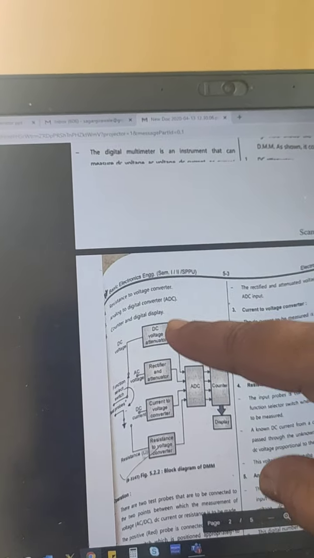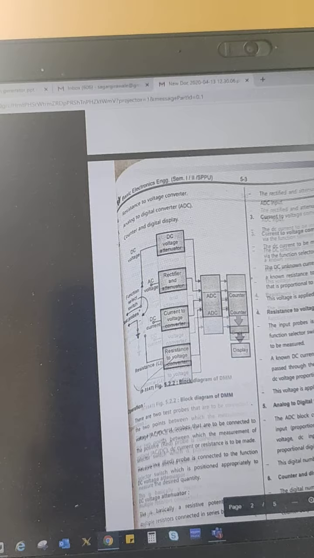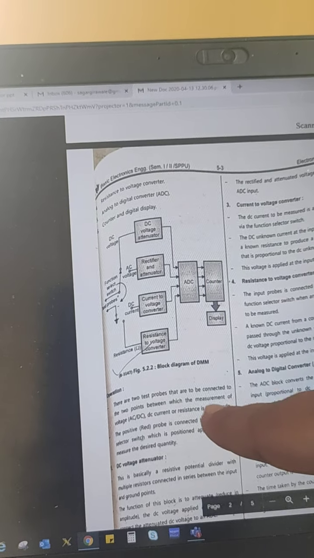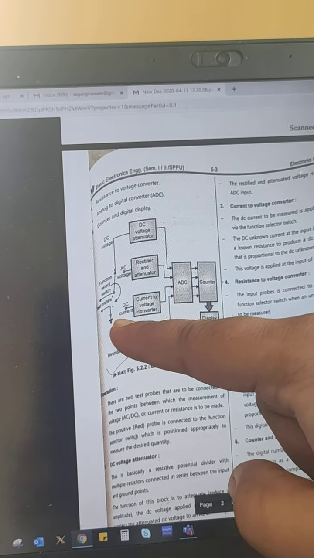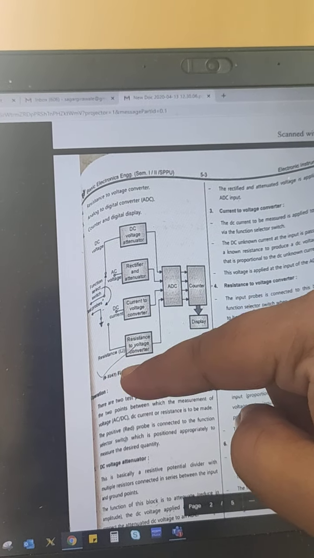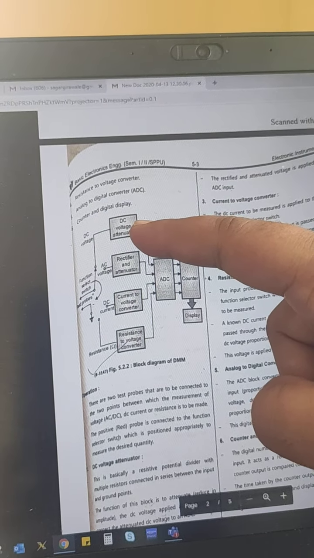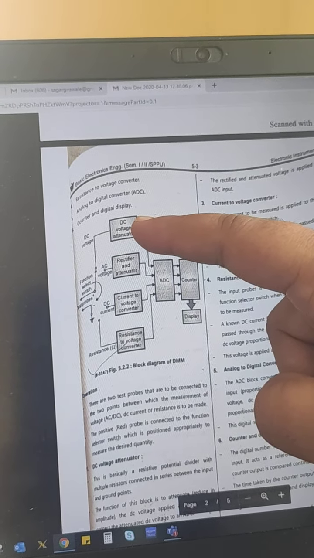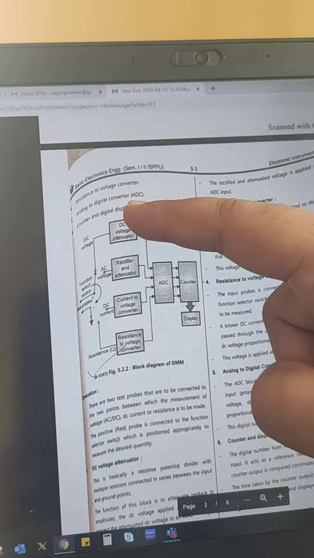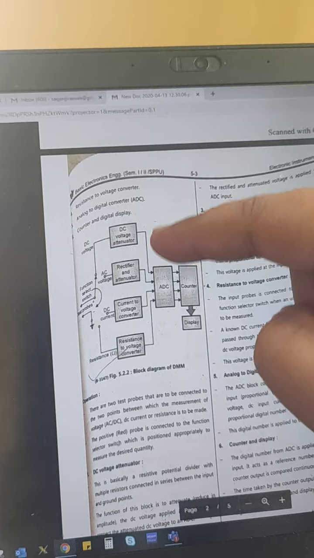Now suppose we have to measure DC voltage. These are the two test probes that are to be connected to the points. One is positive, that is red, and one is negative, that we call black. Now the DC voltage attenuator is a potential divider block, with multiple resistors connected in series within the block. The function of this block is to attenuate and reduce the DC voltage amplitude.